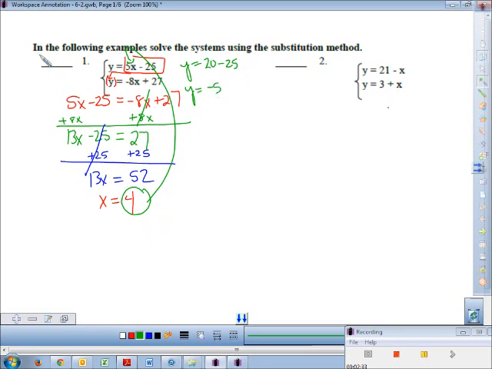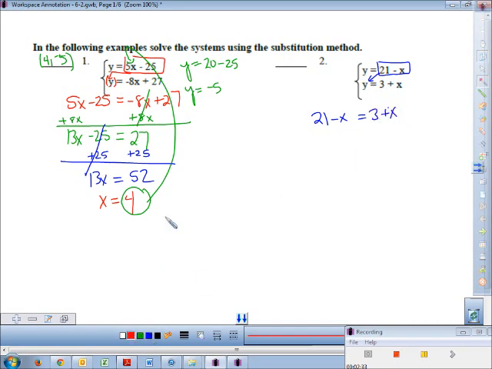So there is one solution to this system, and it is at (4, -5), if I could write correctly. And we'll put that ordered pair in the blank right there. So let's try it again. We need to have a variable all by itself on one side of the equal sign. We have two situations, so 21 minus x will be going in for y into this other equation. So let's do that. 21 minus x equals 3 plus x.